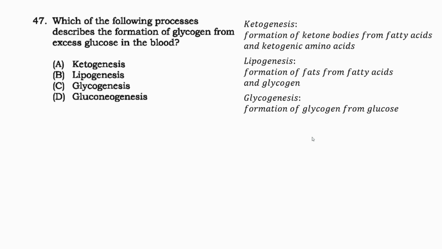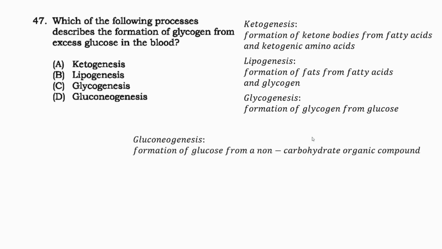Gluconeogenesis naman, ano yung napoproduce niya? Glucose from a non-carbohydrate organic compound. So, yung sagot natin sa number 47 ay C, glycogenesis.